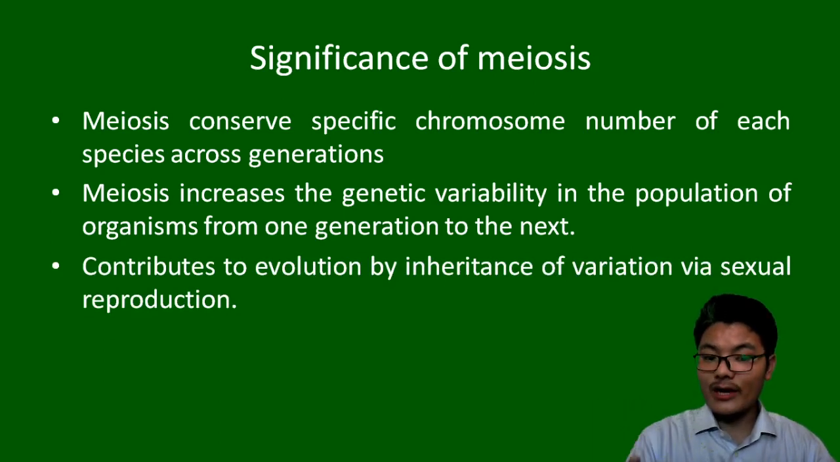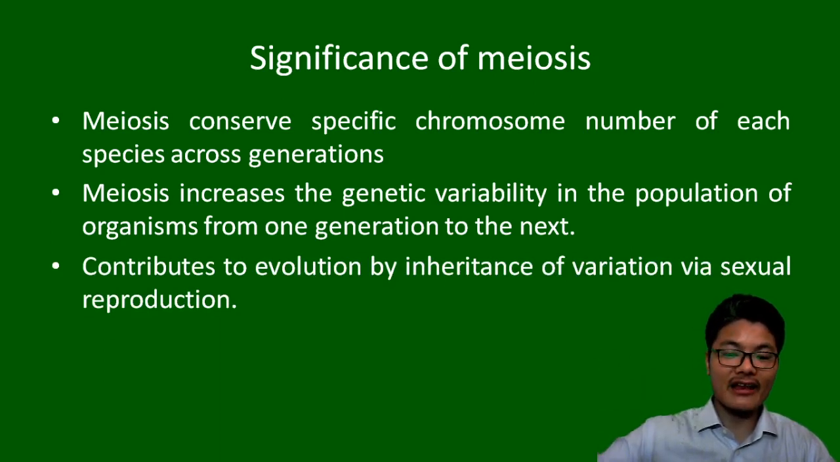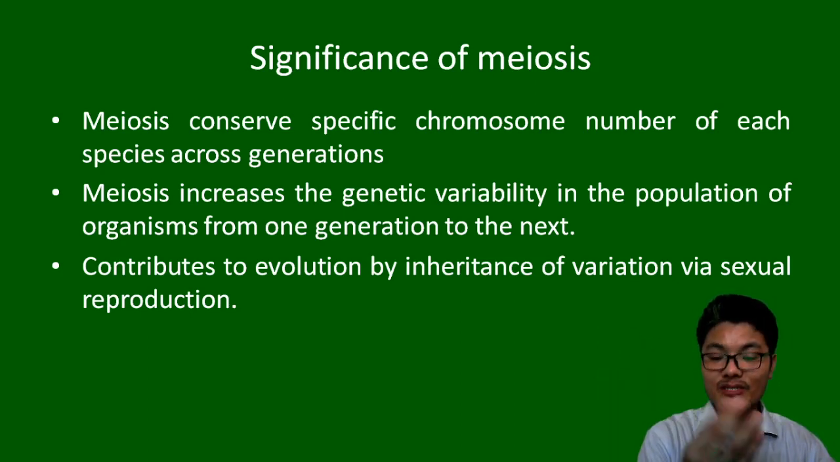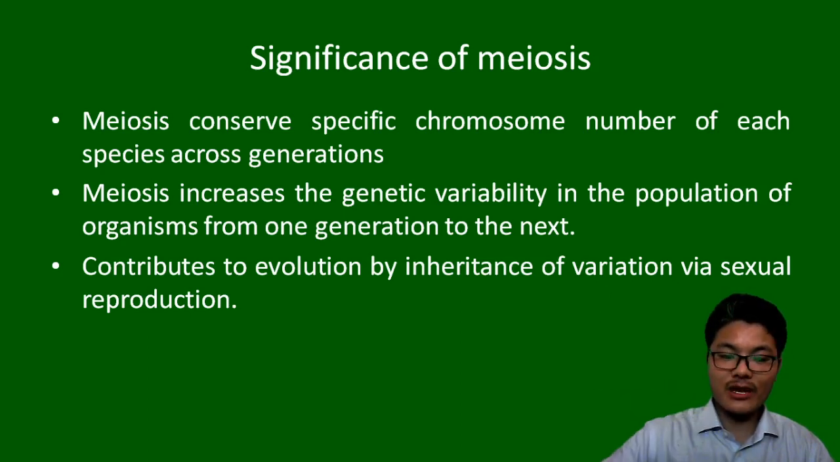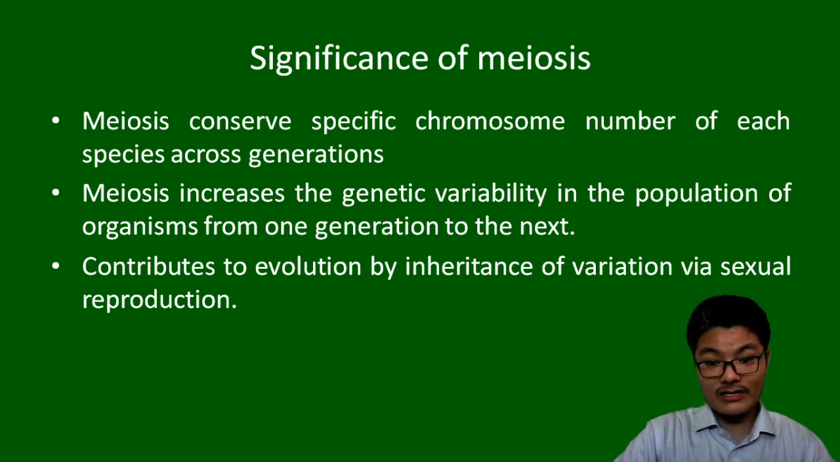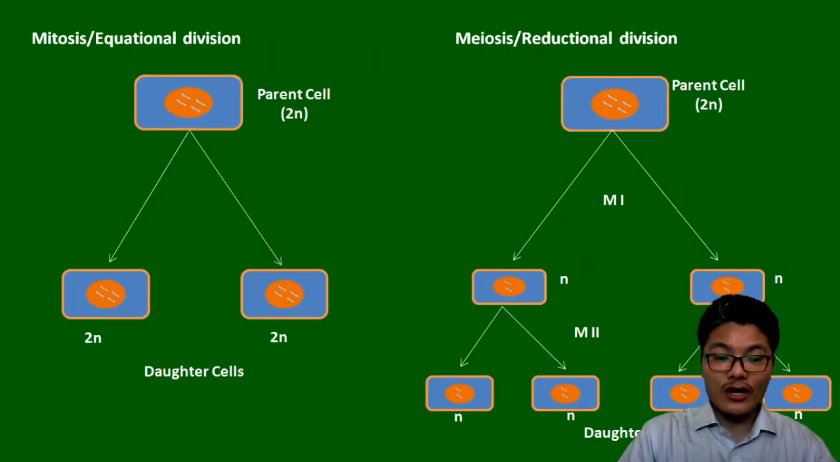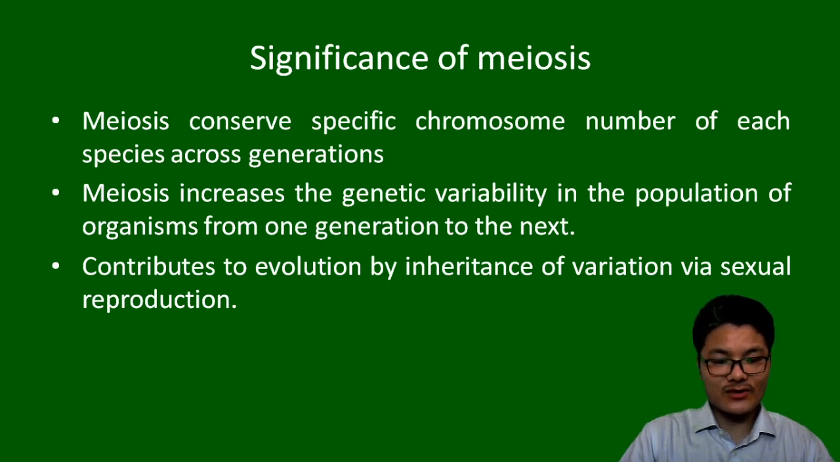And in a way, meiosis contributes to evolution. Meiosis brings variation, and variation leads to evolution. Meiosis happens in the formation of gamete cells, egg or sperm. After formation of egg and sperm, there is combination of egg and sperm, and in a way sexual reproduction occurs. Because of sexual reproduction there is initiation of evolution. So these are the significance of meiosis.